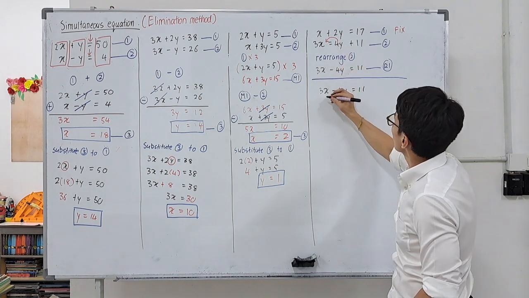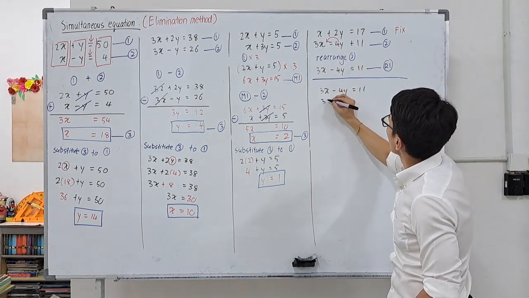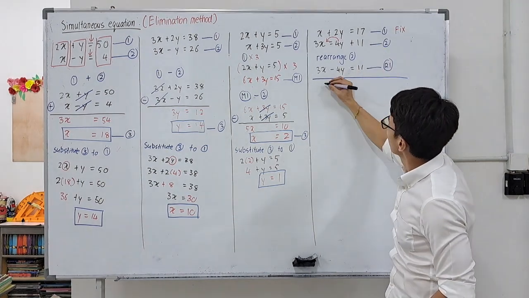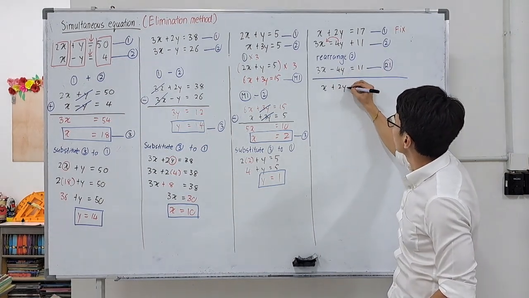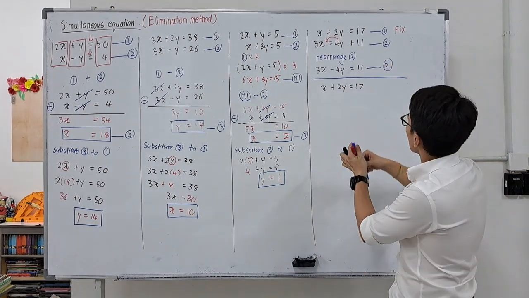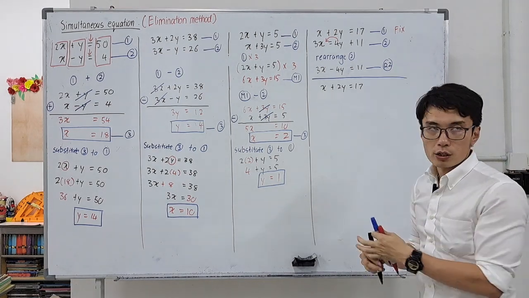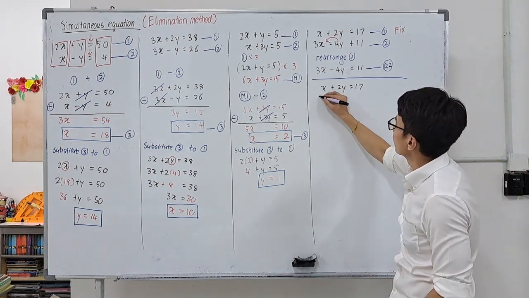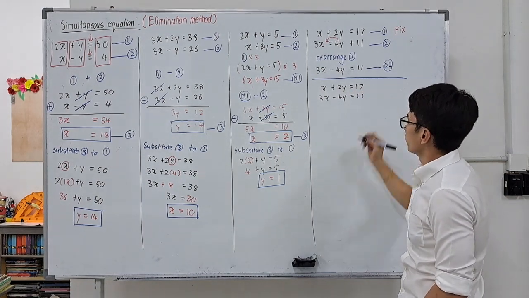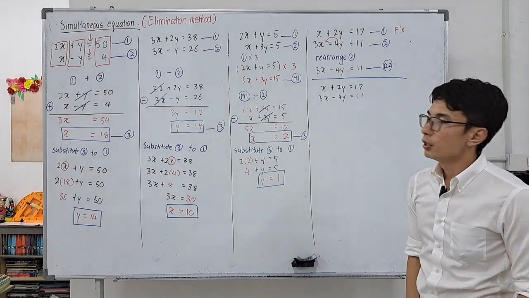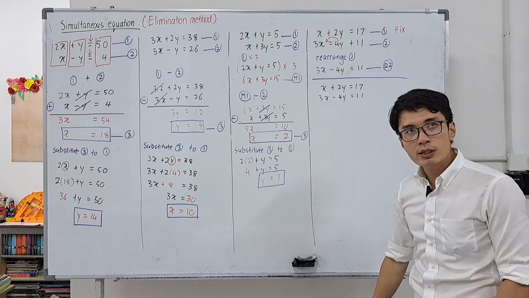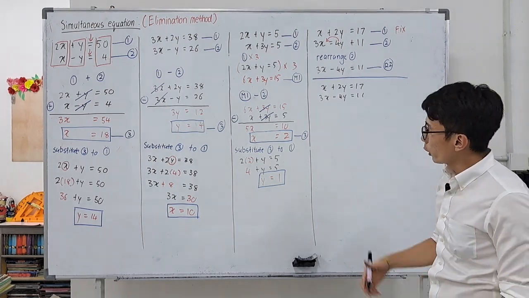And my equation 1 is x plus 2y equals to 17. Sorry, my mistake. The equation 2 that I rearranged is going to be 3x minus 4y, and that's equals to 11. Okay? Since they are all aligned right now, I can eliminate them, right? So what should I do?